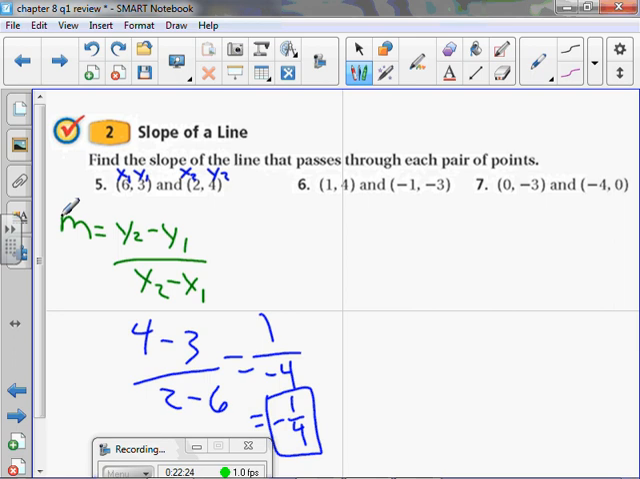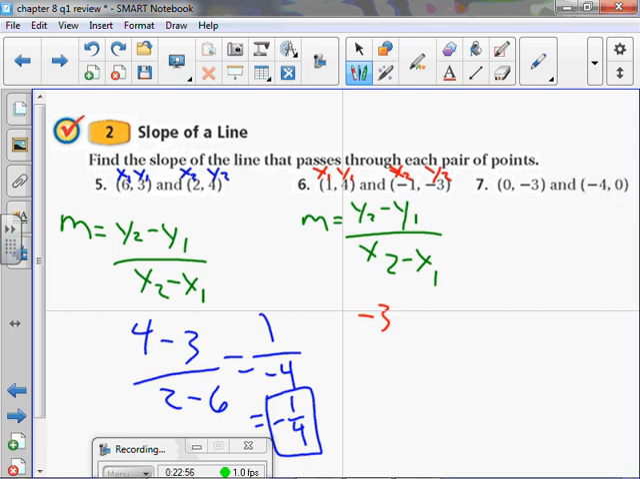Number 6. 1, comma 4 and negative 1, negative 3. Once again, we start with our same formula. I'm sorry. It's not y equals. That's silly. M equals y2 minus y1 over x2 minus x1. Okay? And then I'm going to label my points again. x1, y1, x2, y2. And we plug in. y2 is negative 3. y1 is 4. x2 is negative 1. x1 is 1. And do not forget the minus signs that were there before.